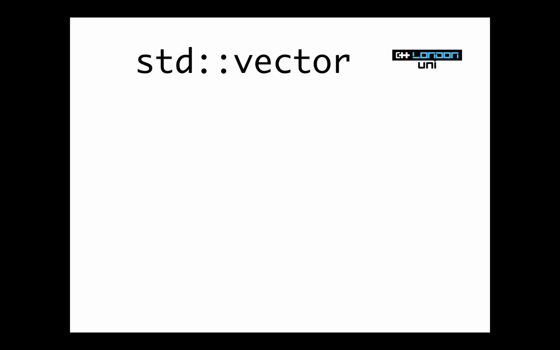Thank you. First of all, let's talk about our best friend. Let's talk about std::vector. Somebody's got the right idea. Yes, absolutely. Yay, std::vector. We love it. It's a dynamically sized random access array.